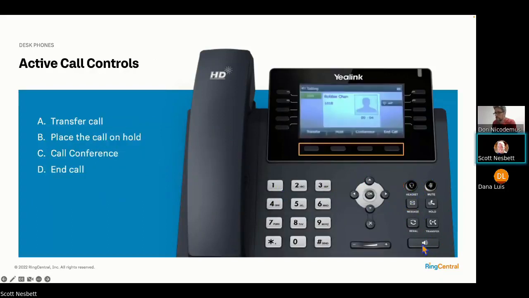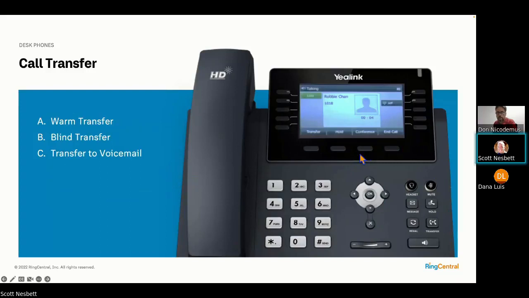You can hit the headset if you've got a headset plugged in, or hit the speakerphone button, and that gives you dial tone. Active call controls, these are the soft keys I was talking about, where when you're in a call, you're going to see the labels right above these keys to tell you what they do. So when you press this button, it's going to transfer to somebody. Hold, conference, and end call. So pretty self-explanatory. The labels change when you're doing different things.